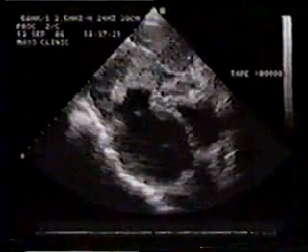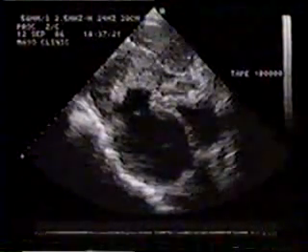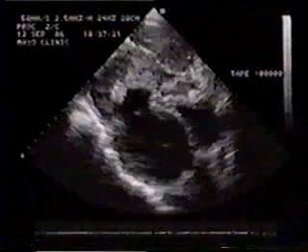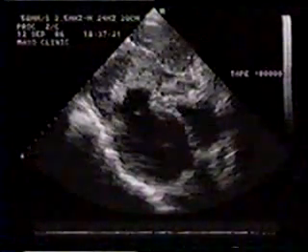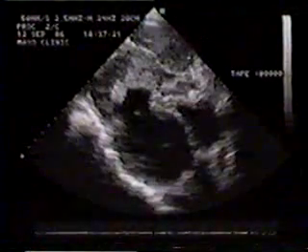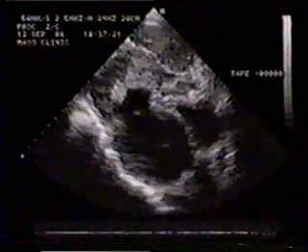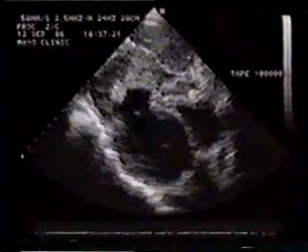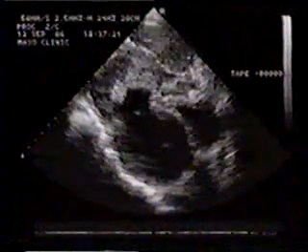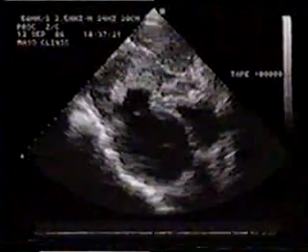True aneurysms rarely, if ever, rupture in their chronic fibrotic state. However, they can rupture, like any other infarction, during the first several weeks when the infarcted tissue is still soft. This patient underwent successful surgical excision of the pericardial hematoma and of the true aneurysm.